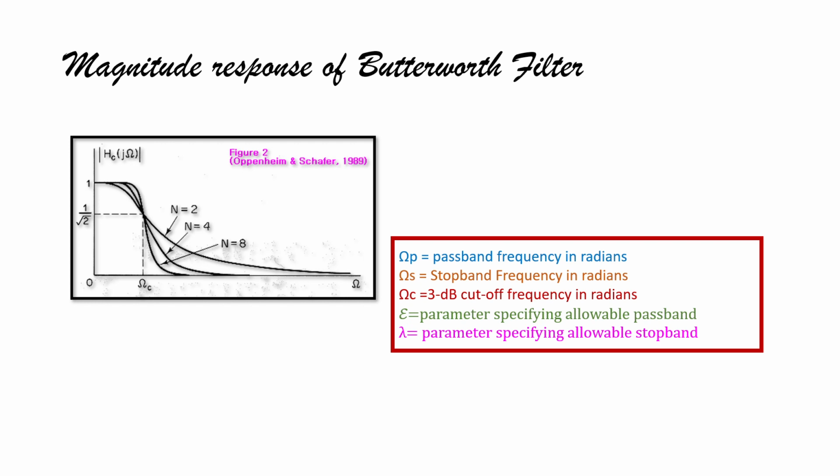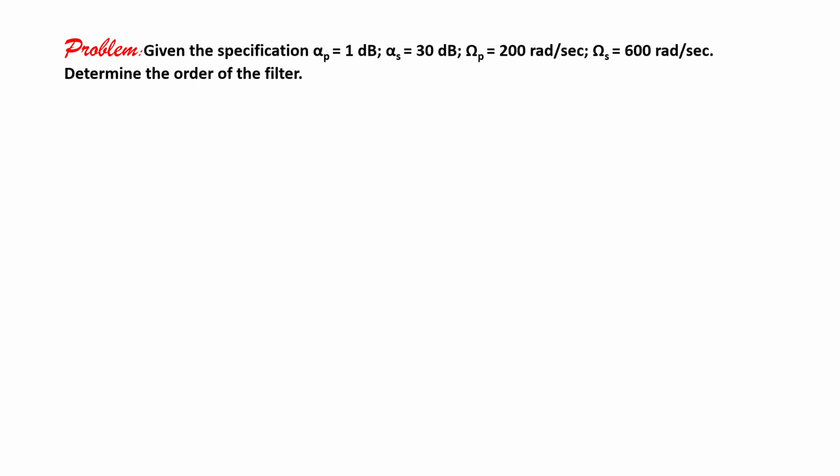passband attenuation is alpha p, stopband attenuation is alpha s. I also already discussed the formula of N, which is N greater than or equal to log of the square root of (10 to the power 0.1 alpha s minus 1) divided by (10 to the power 0.1 alpha p minus 1), divided by log of omega s by omega p. So this is already discussed, so I directly enter the problem statement.